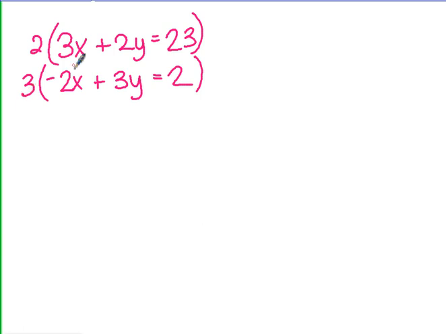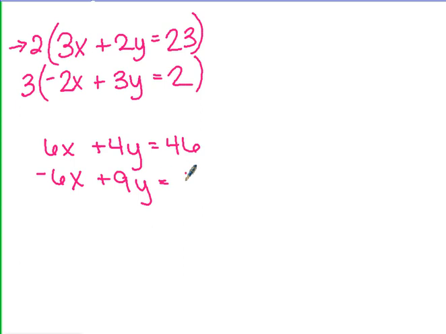All right, so in the first equation, 2 times 3x gives me 6x. 2 times 2y gives me 4y. And 2 times 23 gives me 46. All right, so that's my first equation. In the second equation, 3 times negative 2x gives me negative 6x. 3 times 3y gives me 9y. And 3 times 2 gives me 6.